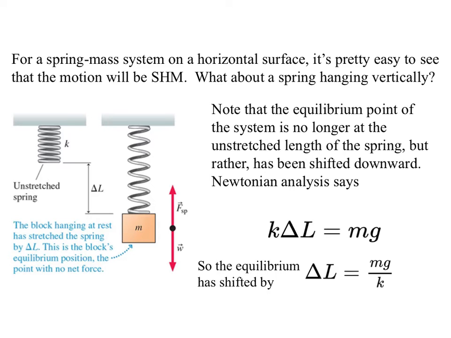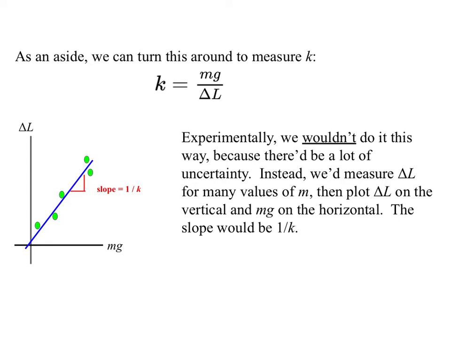We're just saying this is going to be the place where the forces are in balance, which means if we place the mass at this delta L, then we will have equilibrium because there'll be no net force and it will just hang there. Or you could turn around and say where it just hangs is the shifted equilibrium. Sort of as an aside, we could turn around to get k instead. We could measure delta L after hanging a known weight on the spring. k would be mg over delta L.